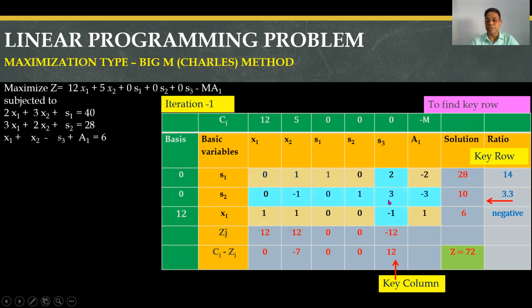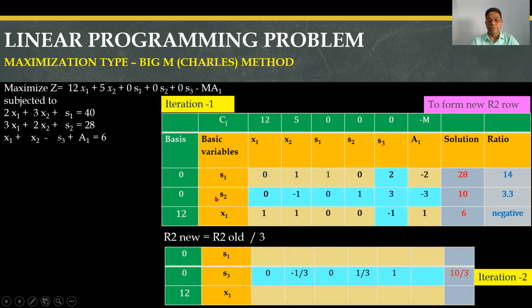So S2 will leave the solution, S3 will enter the solution, and this 3 will become the key element. The key element will be made 1 and the other 2 elements will be made 0. So that we'll see in the next iteration, that is iteration 2. So you can see here S2 will now be replaced by S3 and its coefficient is 0. So no change here. How will we get 1 here? We'll get 1 here by dividing this entire row by 3. So what is written here, R2 equal to R2 old divided by 3, is divide this by 3.